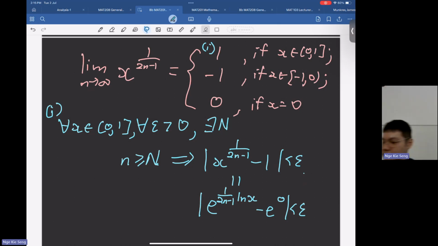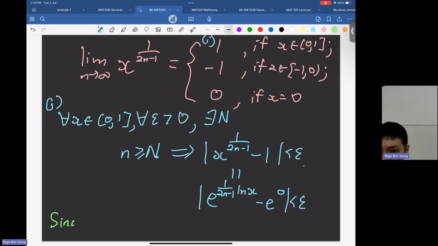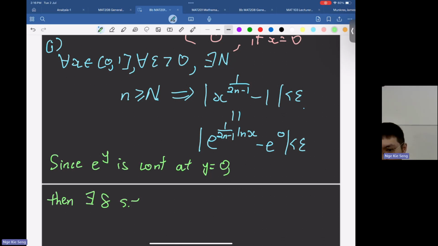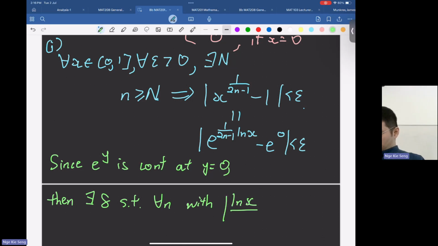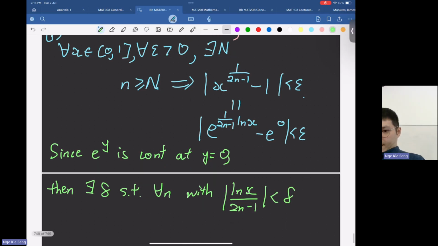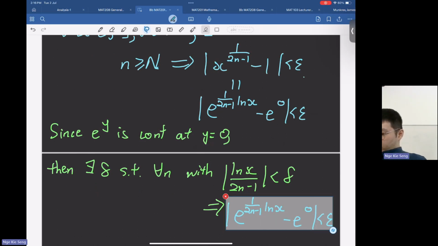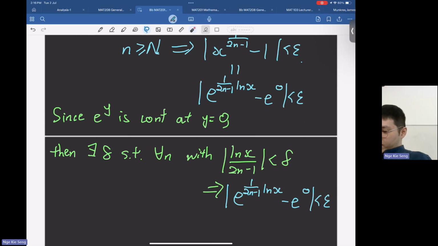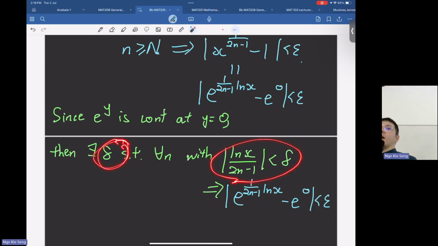So this means what? Since e to the y is continuous at y equals 0, there exists a delta such that for all n with ln x over 2n minus 1 less than delta, we will get this inequality here. So this continuity gives us the delta that tells us what n will work here. So what's the n that we can pick here in this case?